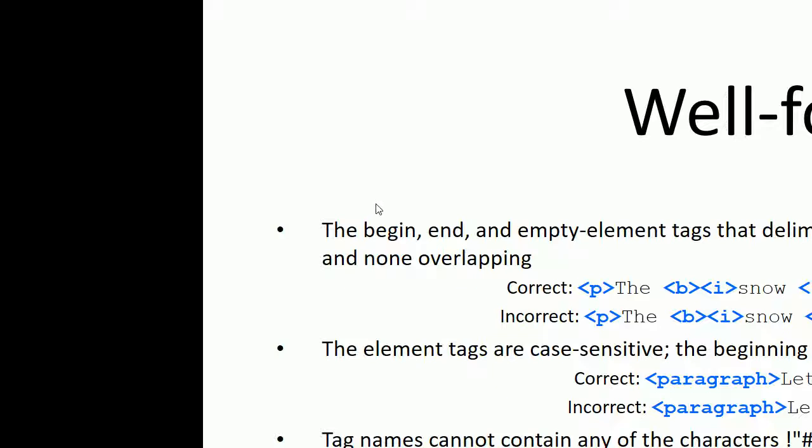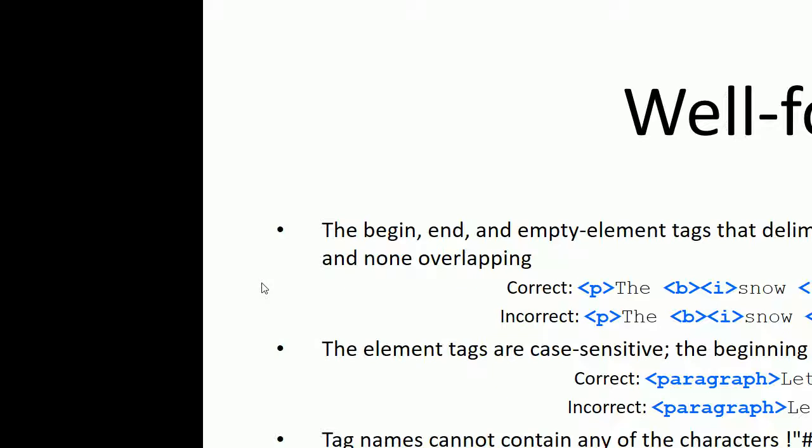Element tags are case sensitive, so in this case the paragraph start tag and paragraph end tag match, so that's correct. But in this case the paragraph start tag does not match the uppercase paragraph end tag, so that's malformed, not well-formed. Tag names cannot contain any of these characters, so this is correct, everything has correct characters, but in this case we have an element with the plus sign, which is one of these reserved characters that are not allowed.